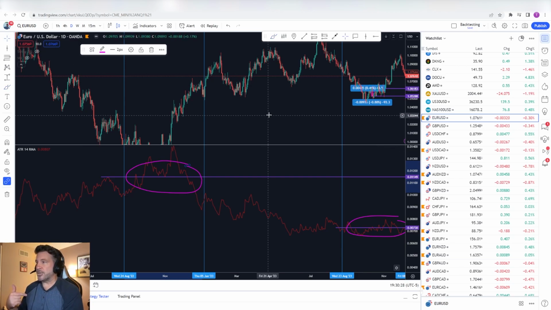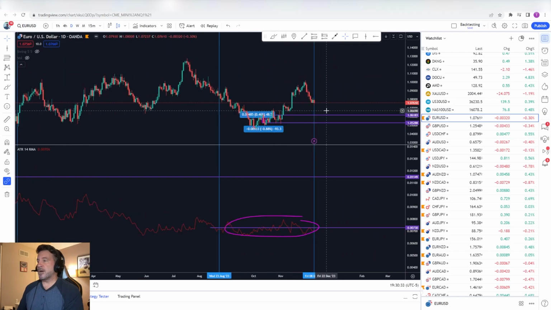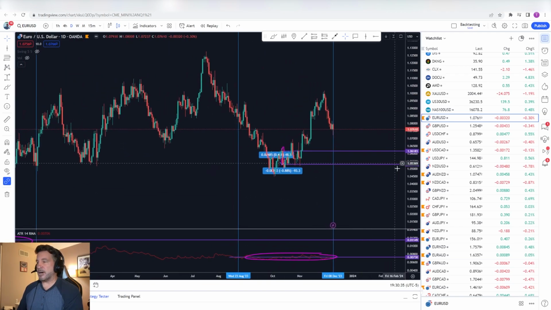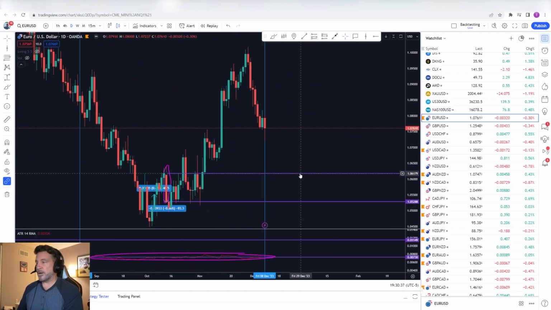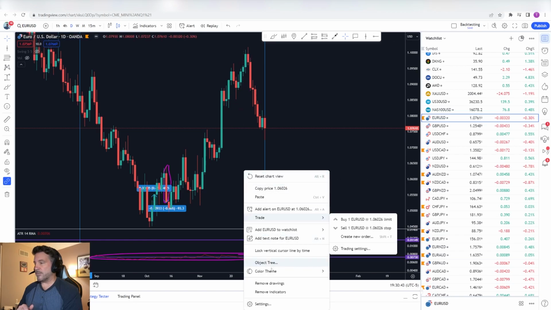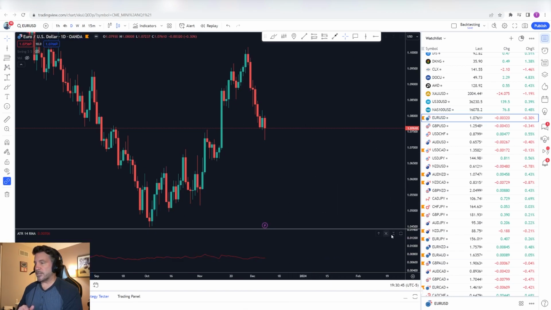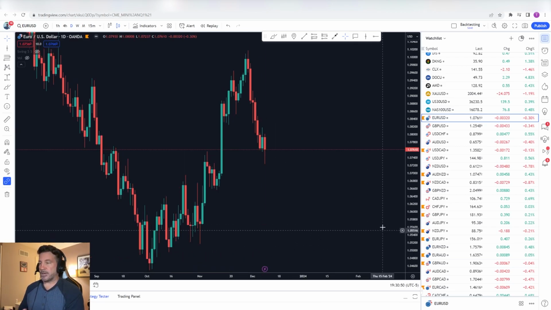Now, let me show you how I use this in practice. All right, so let's go over to some setups that I had this past week here. Let me just clear off all of the drawings here so you can see that. And now that we know what the average true range is, I don't even need the indicator up anymore. I'll remove that off the chart, so we just have completely naked charts now.